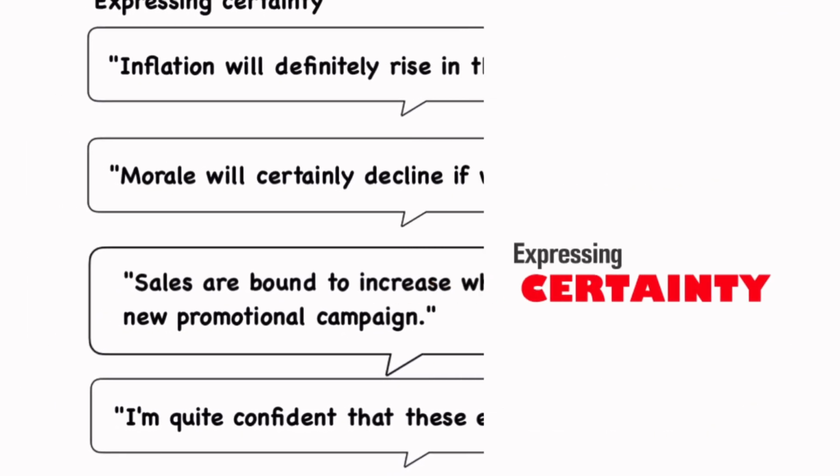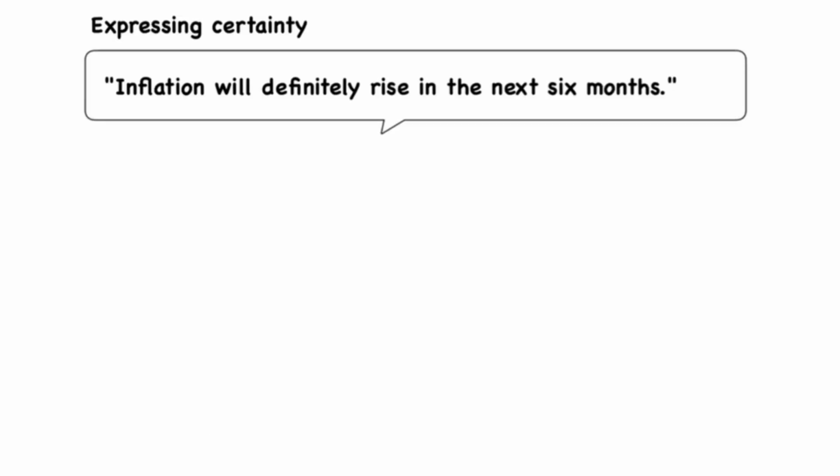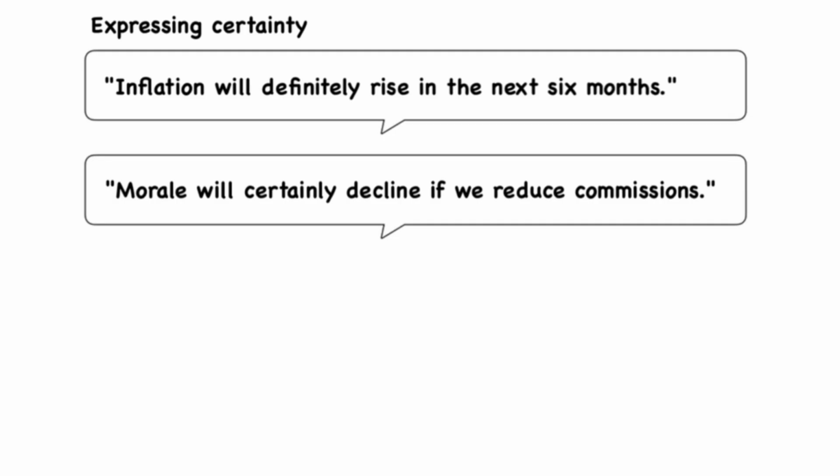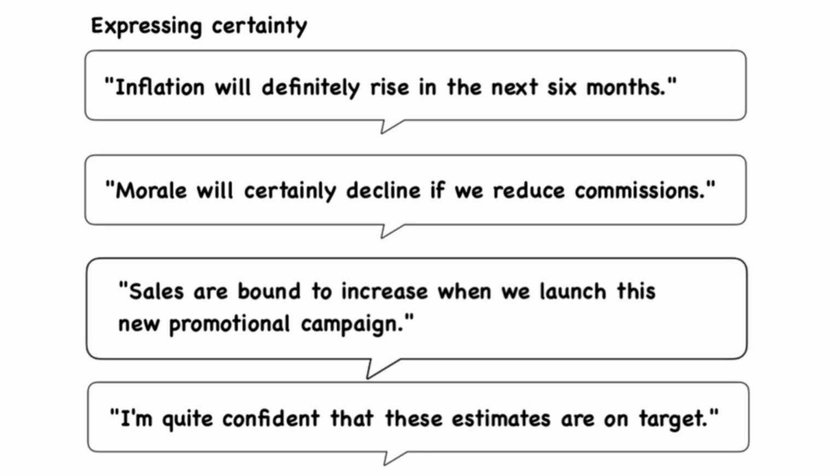Expressing certainty. Certainty is the ultimate level of probability, where the likelihood becomes a guaranteed fact. Inflation will definitely rise in the next 6 months. Morale will certainly decline if we reduce commissions. Sales are bound to increase when we launch this new promotional campaign. I'm quite confident that these estimates are on target.